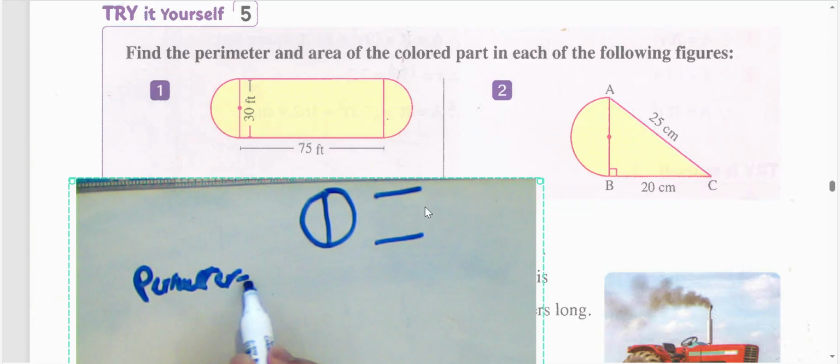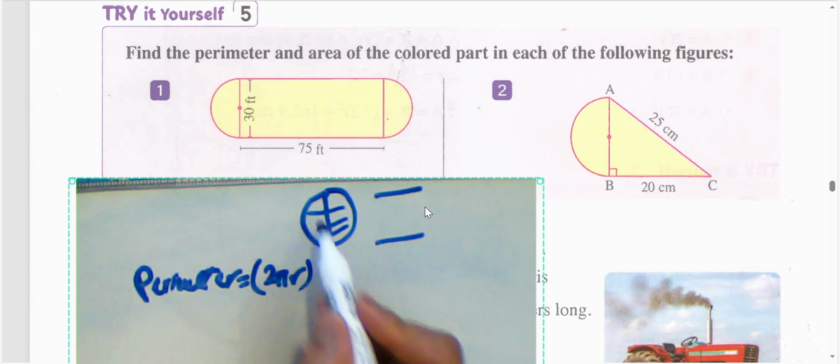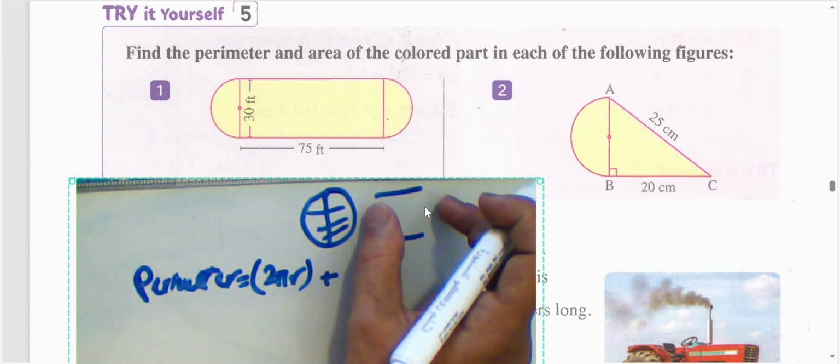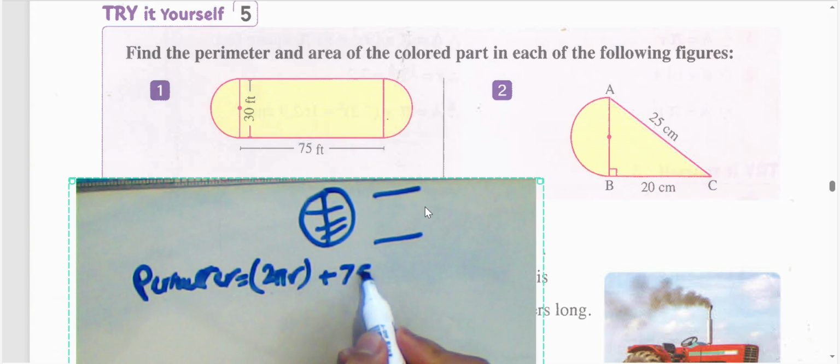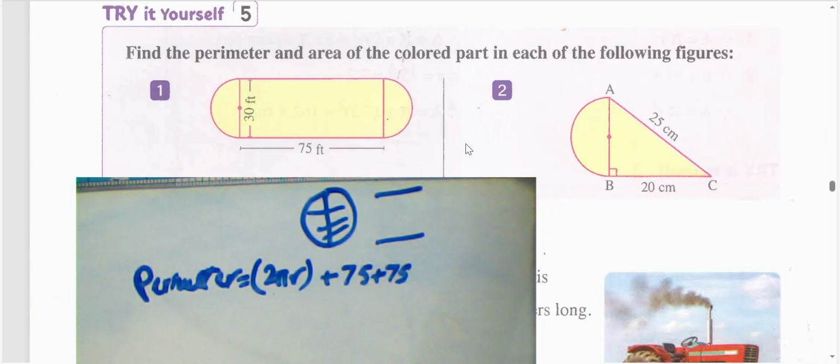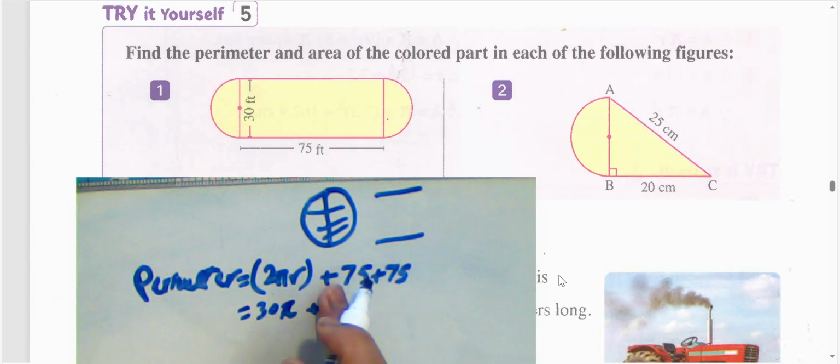equal 2 pi r about the circle, and this length plus this length plus 75 and 75. Okay, then we have diameter was 30, then 2r is 30, then the perimeter equals 30 times pi plus 75 plus 75 equal 150.